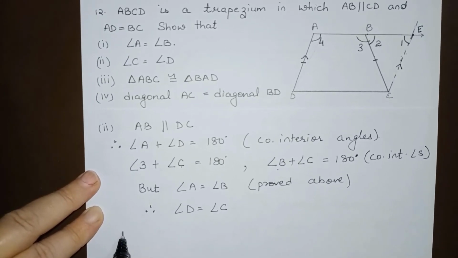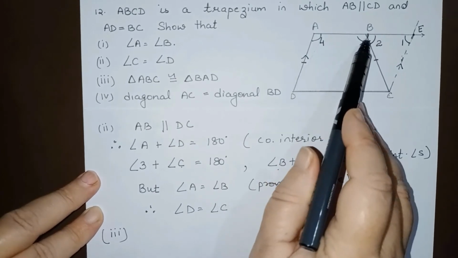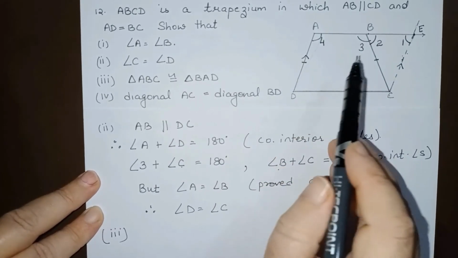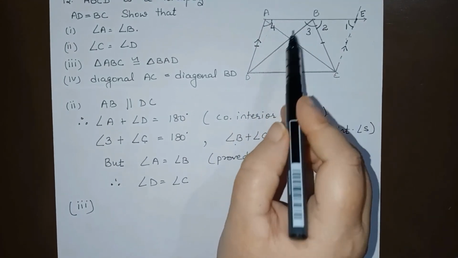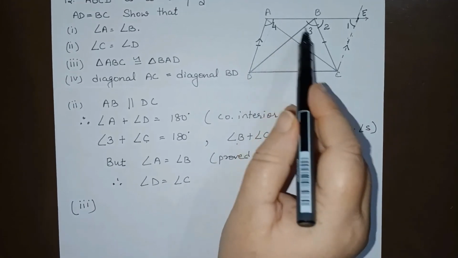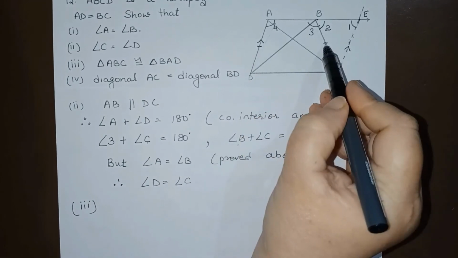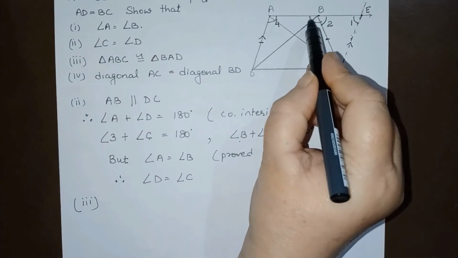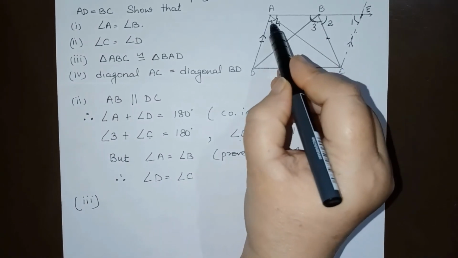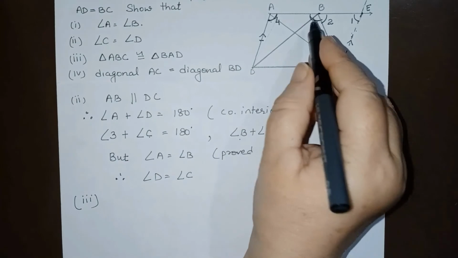Now we will come to the third part. Here we have to prove that triangle ABC and triangle BAD are congruent. So I have constructed triangle ABC and triangle BAD. Now we have to prove that these two triangles are congruent. If you see these two triangles, AD is equal to BC, it is given. This side AB is common, and then angle 3 from this triangle is equal to angle 4 from this triangle. So they will be congruent by SAS.